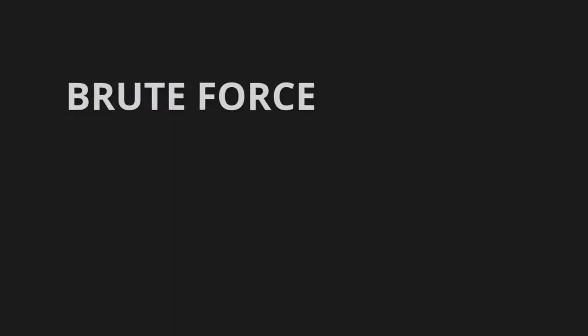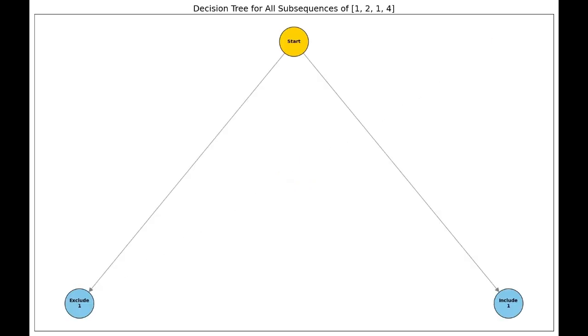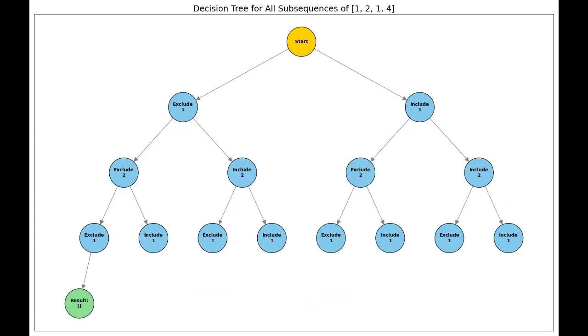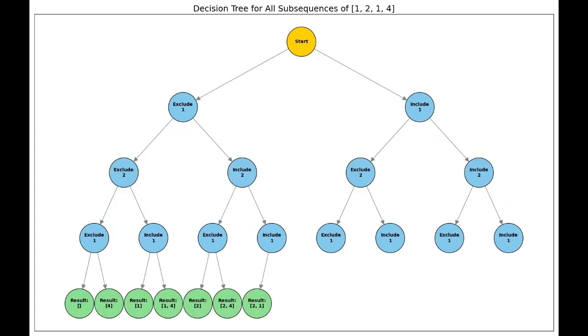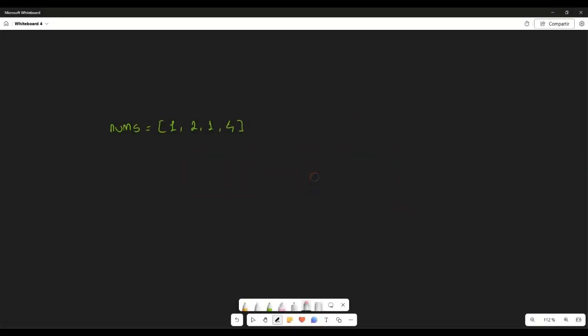First, let's see why a brute force approach fails. Let's just take our initial array of numbers as an example and see what the decision tree for all possible subsequences looks like. There are in total 16 possibilities, making the algorithm exponential, specifically O(2^n) in the worst case. Instead, we'll use a dynamic programming approach.